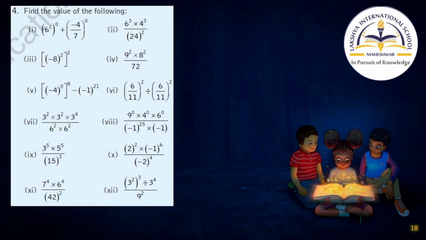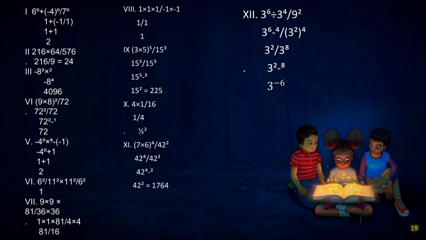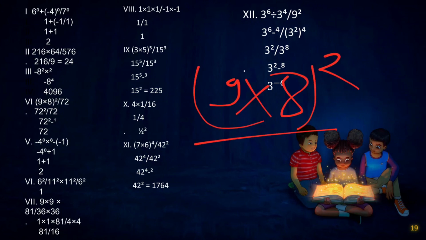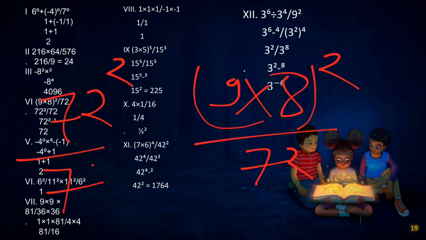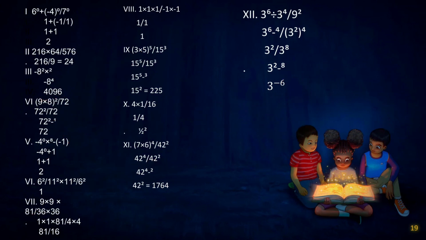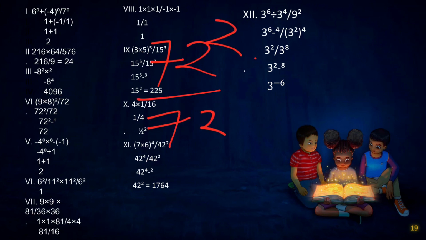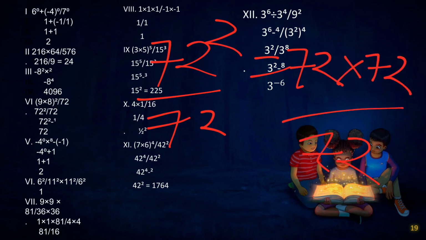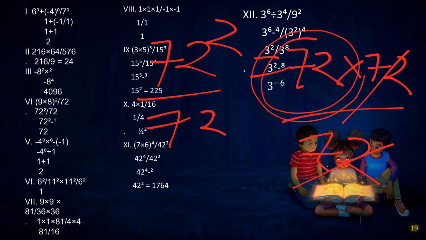Now we will see question number 4: 9 into 8 whole square by 72. Now 9 into 8, that is, 9 eights are 72, square by 72. So we will cut 72 square. That is, 72 is the answer. How will we cut 72 square by 72? 72 multiplied by 72 by 72. We can cut 72 with 72. The remaining one is 72, that is the answer.